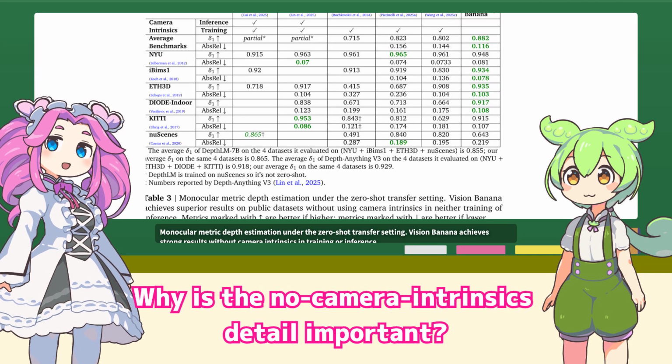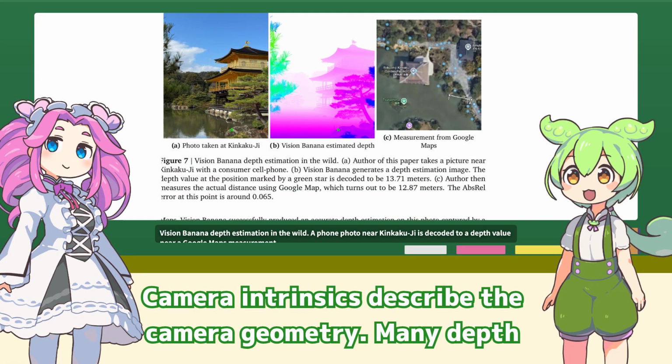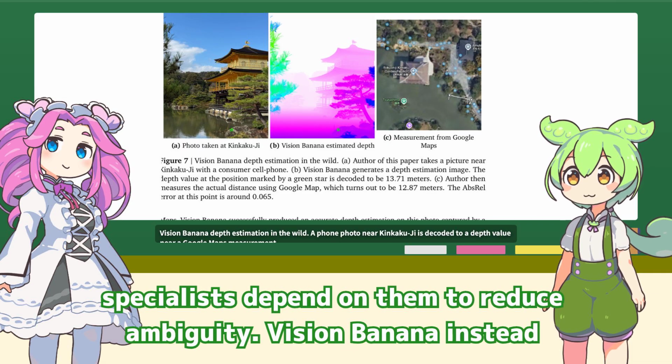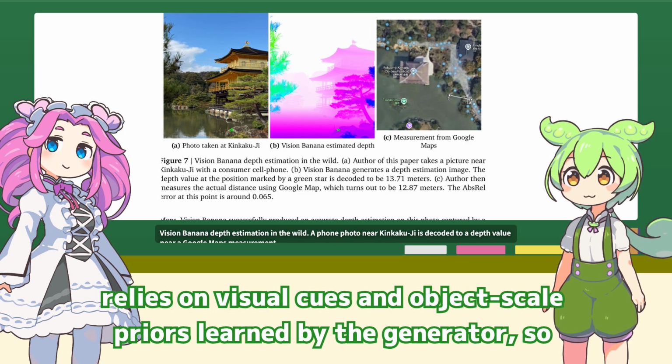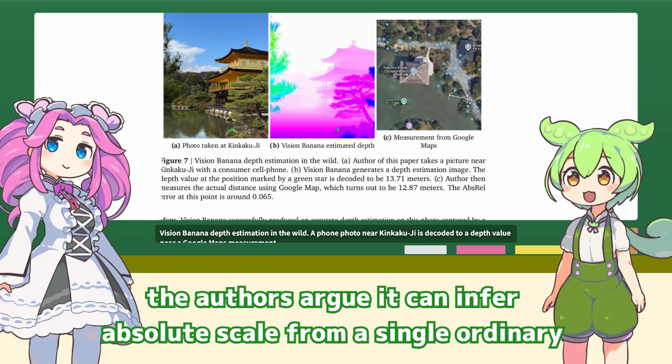Why is the no camera intrinsics detail important? Camera intrinsics describe the camera geometry. Many depth specialists depend on them to reduce ambiguity. Vision Banana instead relies on visual cues and object scale priors learned by the generator, so the authors argue it can infer absolute scale from a single ordinary image.